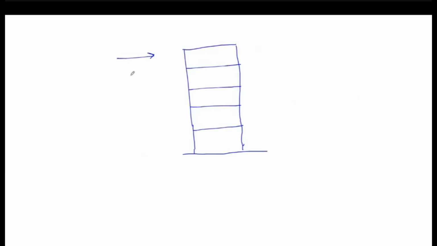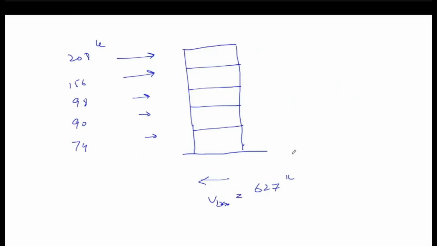So we will have a force here, then here, and then here. So this force is equal to 208. This one is 156. This one is 98, 90, and then 74. So you have to apply these forces on the structure, and you can see that the final base shear that you will obtain for the structure is equal to 627. Okay? And you can design the structure members for this level of design forces.